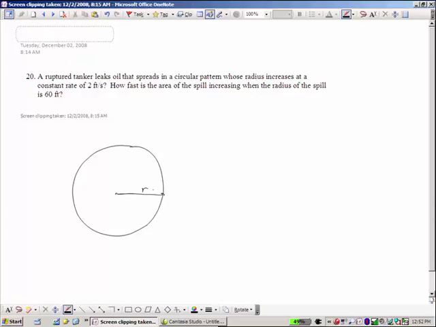The important thing here is that the rates are related. If the radius gets bigger, what's going to be true about the area? The area's going to get even larger. It's going to get bigger, right? If the radius got smaller, if it shrunk, what would happen to the area? It gets smaller. So these rates are related.